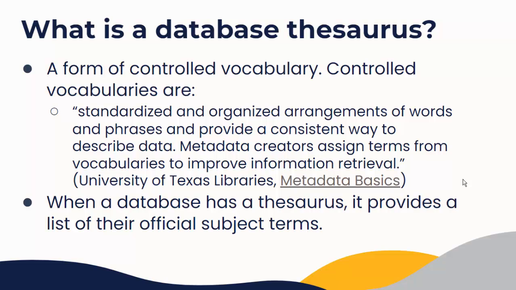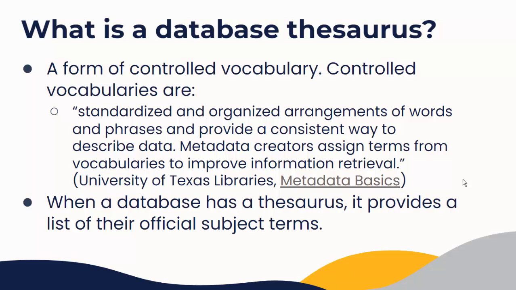So metadata is just information about information, and it is information that often is used to describe sources of information like articles or books. So metadata creators who create these controlled vocabularies like a database thesaurus are trying to make it easier for users to retrieve the kind of information that they're looking for. And they do that by trying to be consistent about the way they describe information sources and the content of those sources. So when a database has a thesaurus, it's basically providing a list of the official subject terms.